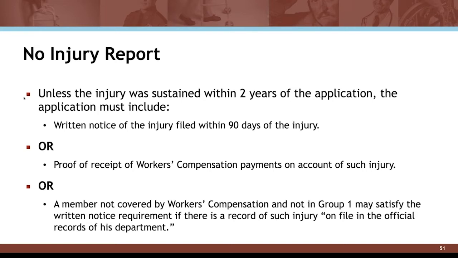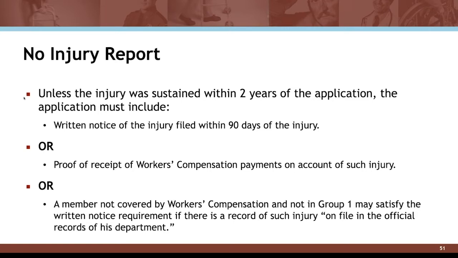Oftentimes we have to remand an application when there is no injury report. Unless the injury was sustained within 2 years of the application, it must include written notice of the injury filed within 90 days of the injury, or proof of receipt of workers' compensation payments on account of such injury. A member not covered by workers' comp and not in Group 1 may satisfy the written notice requirement if there is a record of such injury on file in the official records of his department.